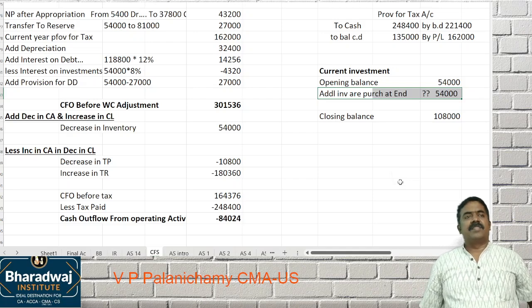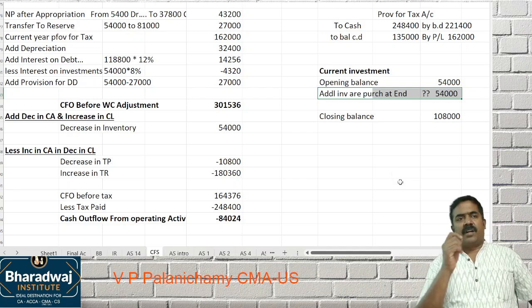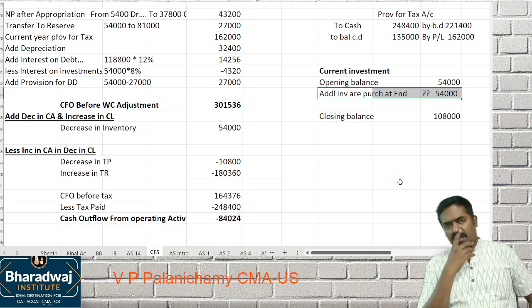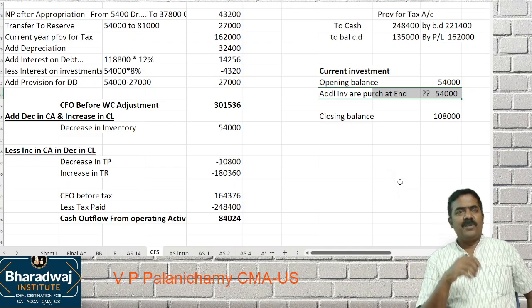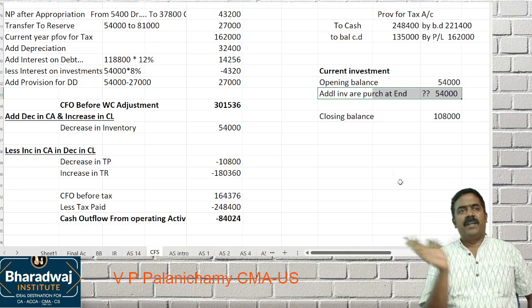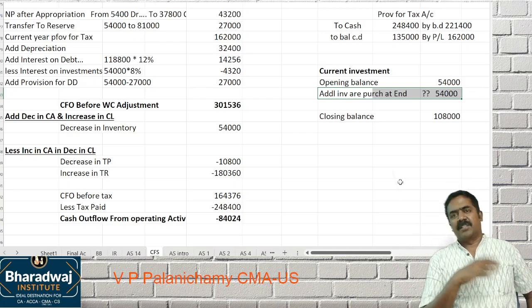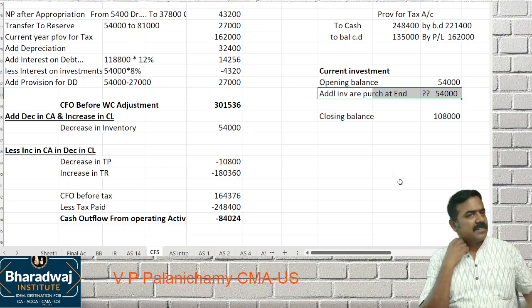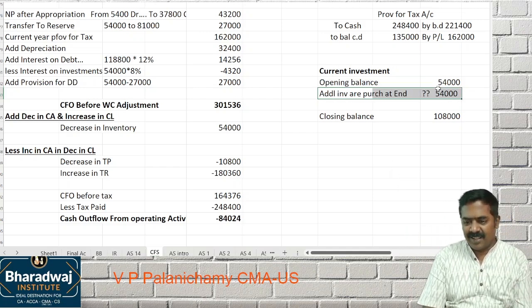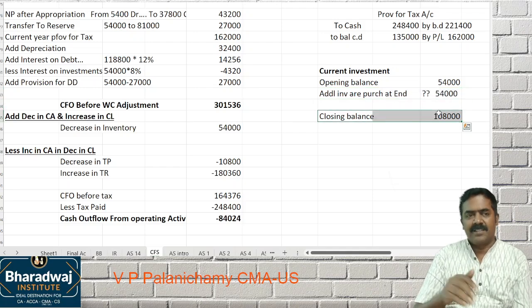It is not a trade investment. What do you mean by trade investment? If you are a trader in stock market or any market for that matter, what will you do? You will not buy at the end of the year; you'll keep on buying and selling. They are trade investments that will be taken in working capital changes. We are not doing any trading now. Opening balance was there, investment purchased at the end of the closing balance, it continues in the next year.